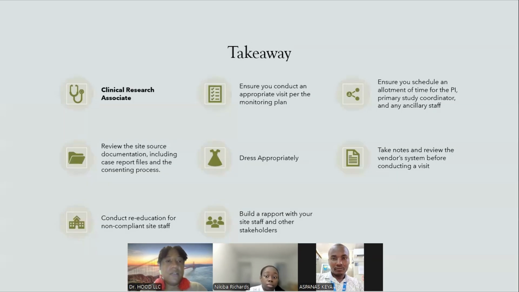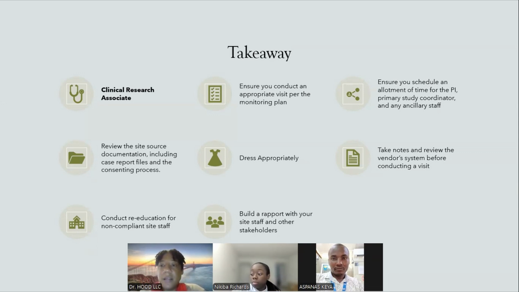Okay, the takeaways for CRA. We want to ensure we conduct an appropriate visit per our monitoring plan. So we don't want to do a qualification visit when it should be site initiation. We don't want to conduct the closeout when it should be an interim monitoring visit. So we want to make sure we are following our protocol, because that's what auditors look at as well. When an auditor comes in for a site, they're not just making sure that the site followed their SOPs. They're making sure that we followed our SOPs as well.